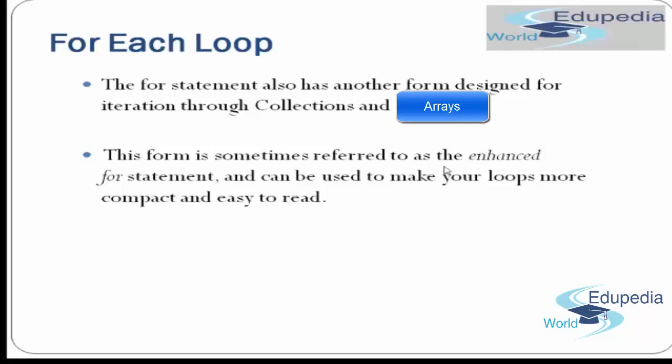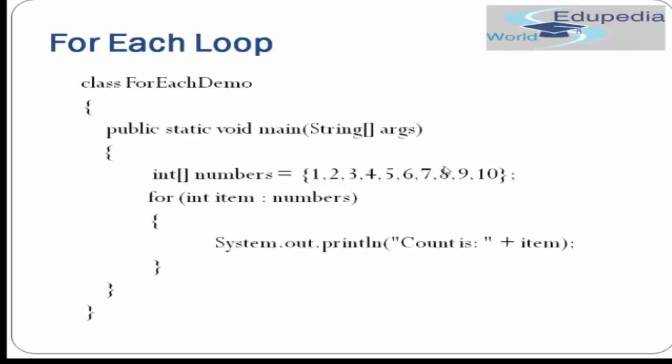So this is a demo for for each. You can see we have a for each demo and a main method. Inside the main method we have used an array which has the numbers 1 to 10. And then we are using a for each loop. Inside the for each loop, we are using a variable int item, and we are initializing that variable with that array numbers. And then we are printing the count.